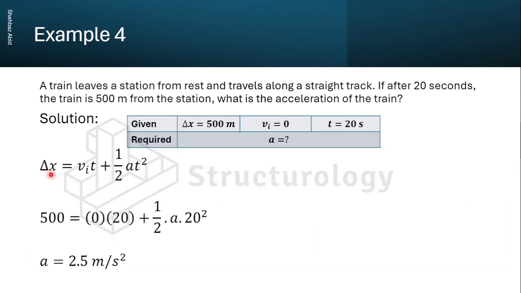By substituting delta x is equal to 500, again delta x means final position minus the initial position. So we are going to consider the initial position to be 0, it's going to be at the origin, and the final position is 500, and by substituting initial velocity equals 0, time is 20, acceleration is unknown, and the time is again 20 and it is squared, we are going to get the acceleration equal to 2.5 meters per second squared.